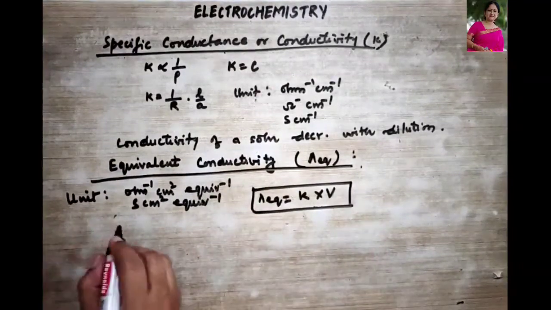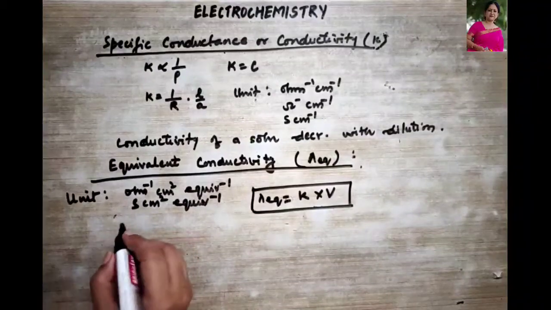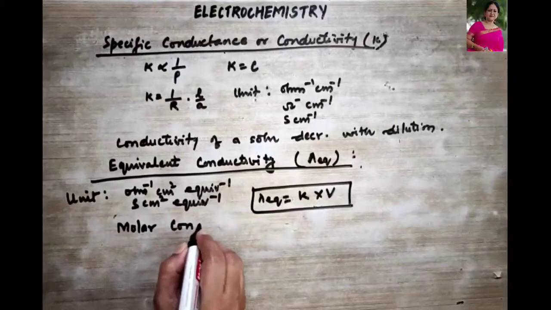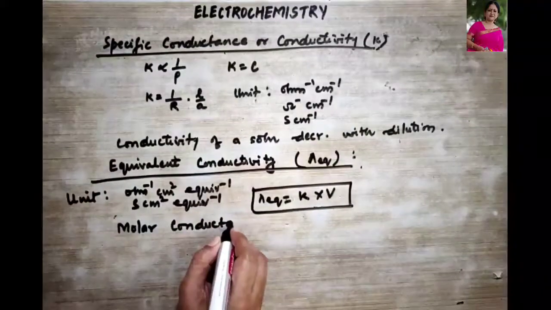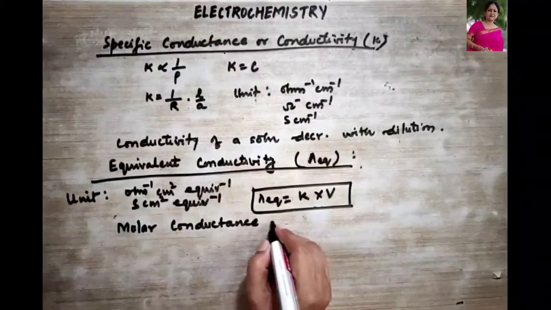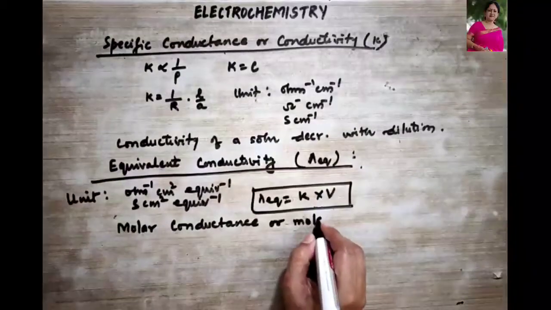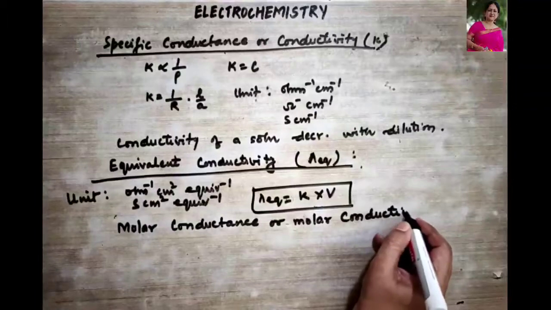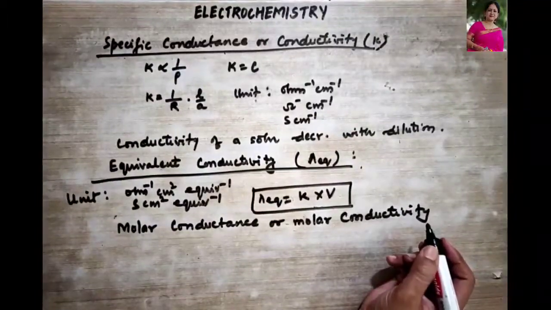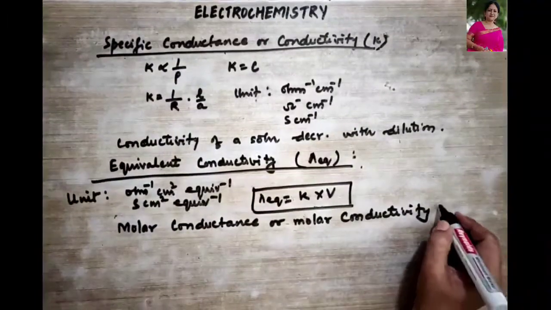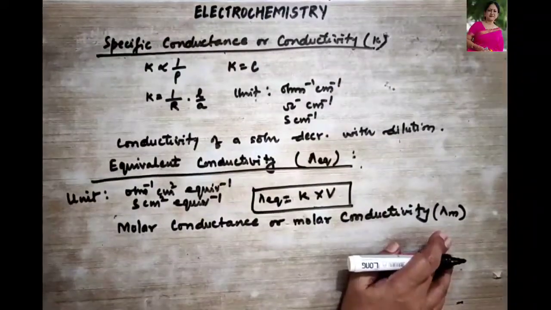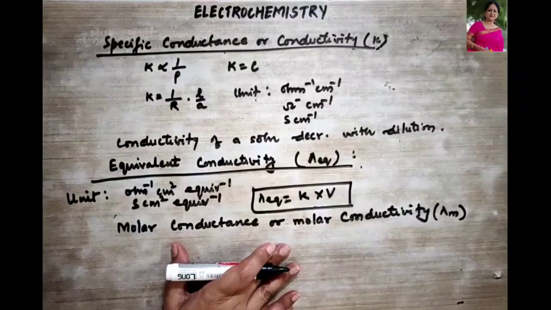Next we talk about molar conductance or molar conductivity. How is this expressed? This is written like this. Clear? So how can we define molar conductance?